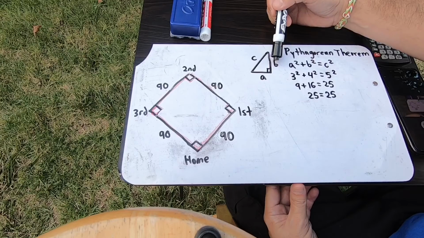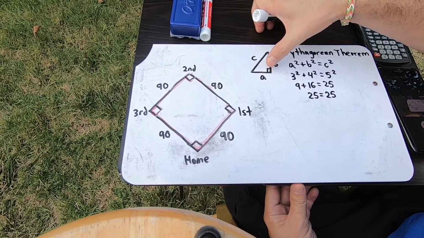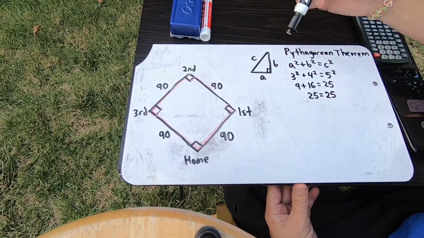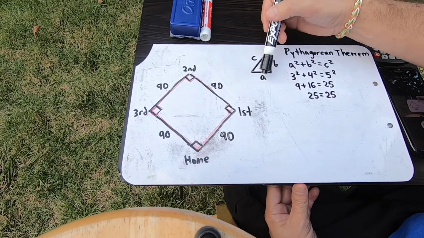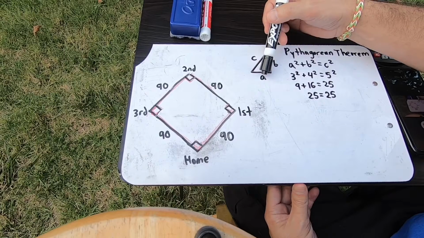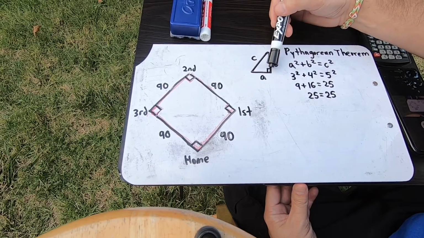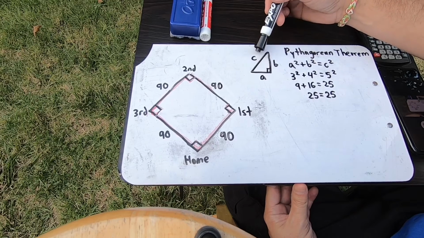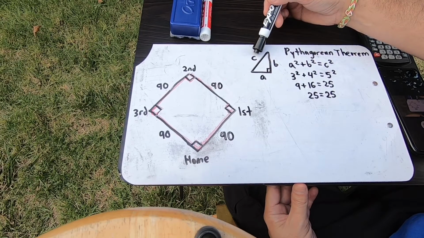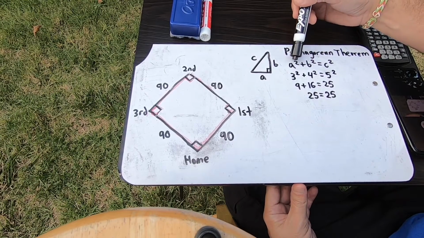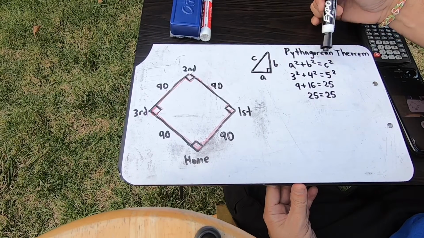So a and b are the ones that are next to the right angle. They're adjacent to it. They're called the legs. It doesn't really matter which one is a and which one is b, as long as these two legs are designated a and b. The important thing is that the other side, this long side that's opposite from the right angle, needs to be c. It's called the hypotenuse. So the Pythagorean theorem again states a squared plus b squared equals c squared.